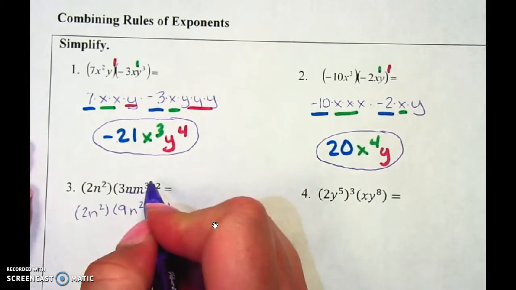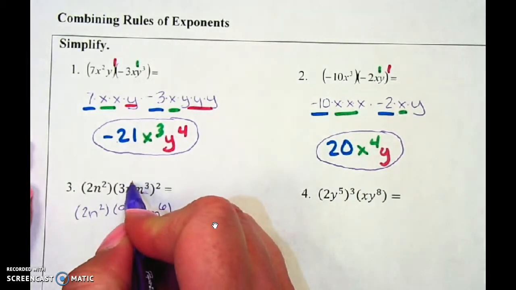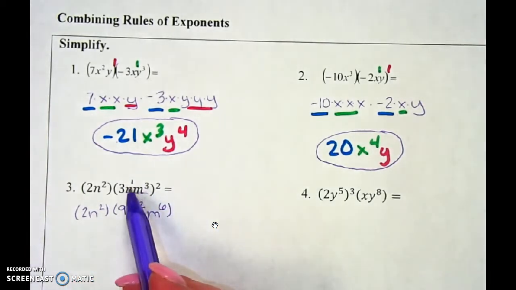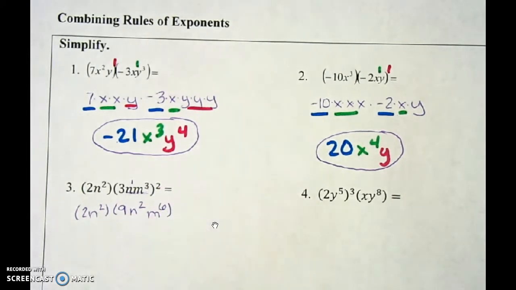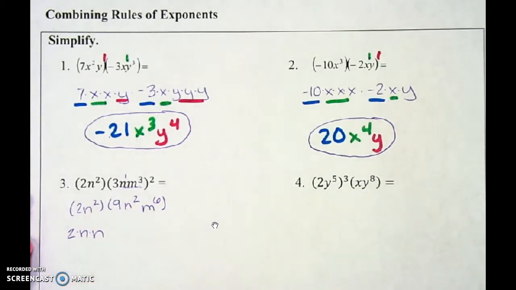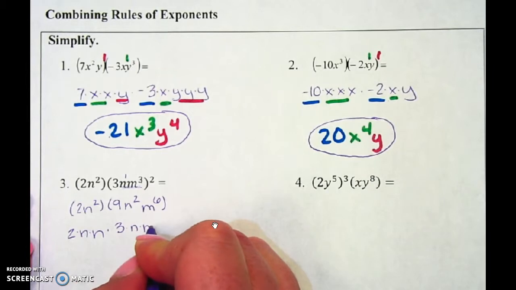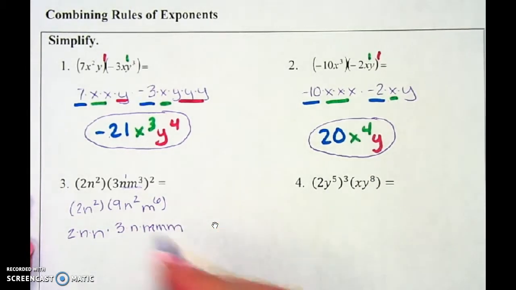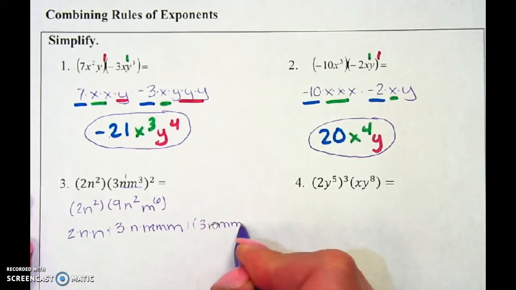My rule was I take everything in here, squared, and then I multiply anything that already had an exponent. So I had n to the first happening twice, so 1 times 2, and then m to the third happening twice, so that gives me m to the 6th. Okay, I can also write this out in expanded form. So 2 times n, that's 2n squared. And then I have 3 times n times m, m, and that whole thing happened twice. So 3n, m, m.